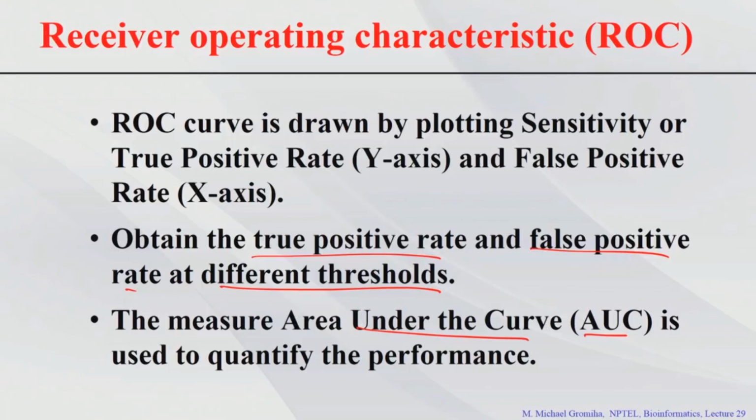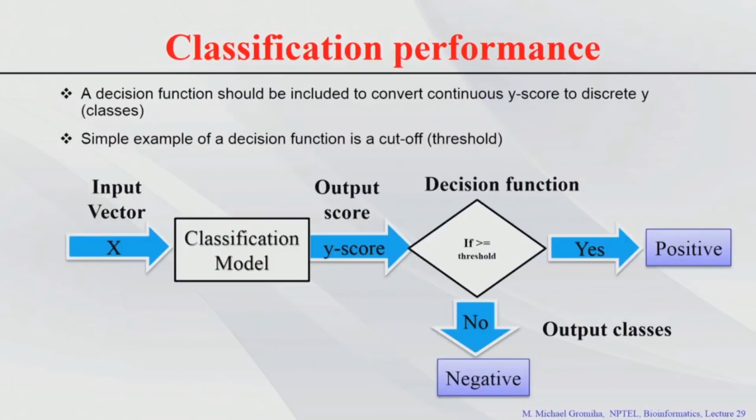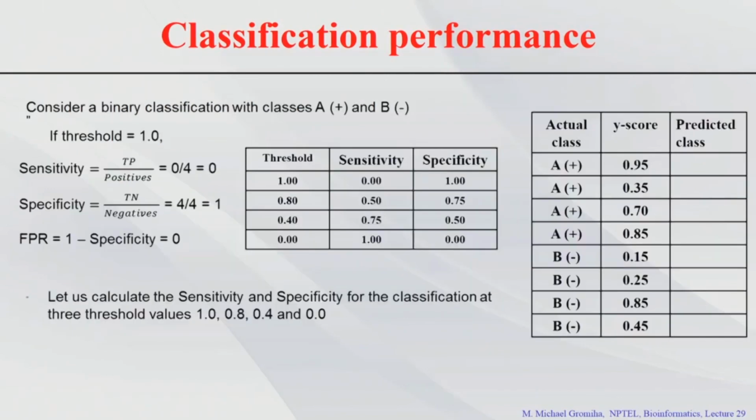I will just explain. For example, x is your input, you run any classification model, and finally you get the output. Now you take a decision function, and if it is greater than or equal to your threshold, for example 0 or 1, then you take this as a yes, positive, and if it is no, then this is a negative case. You can see the output class based on your decision function. You can take any cutoff to decide whether this is type x or type y, 1 or 0.